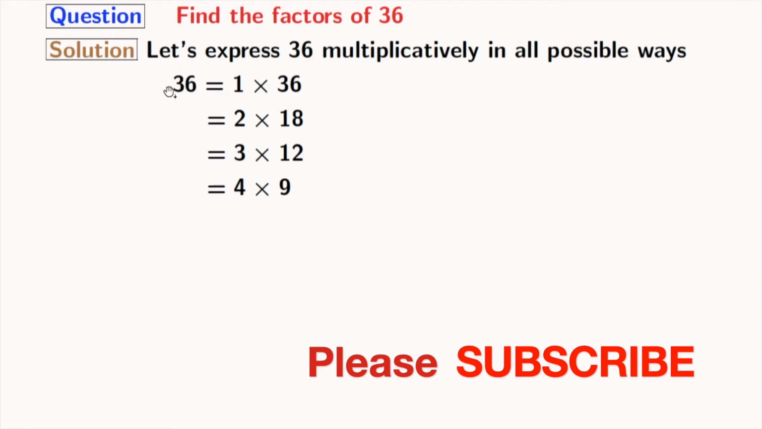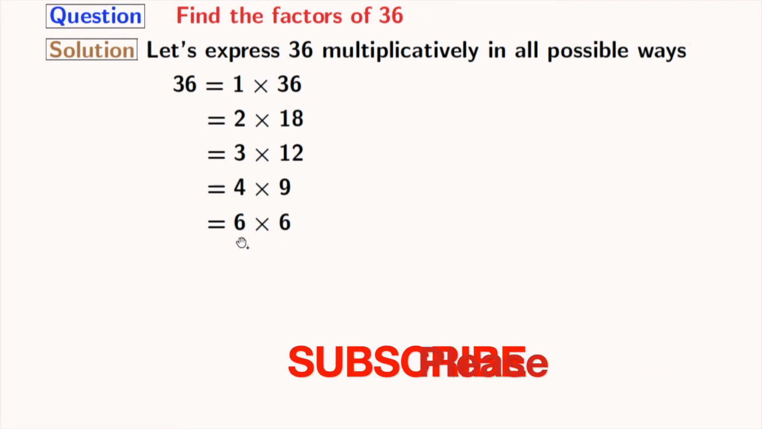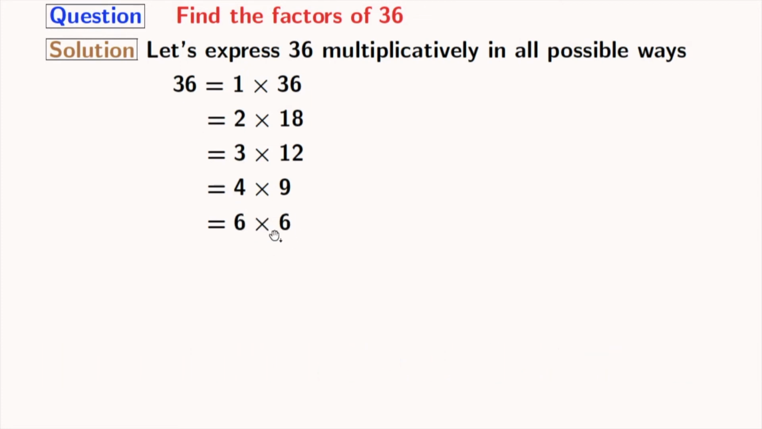So, try for 6, and we see that 6 times 6 is equal to 36. Now, look that there does not exist any number between this number and this number, which divides 36. So we will not move further.